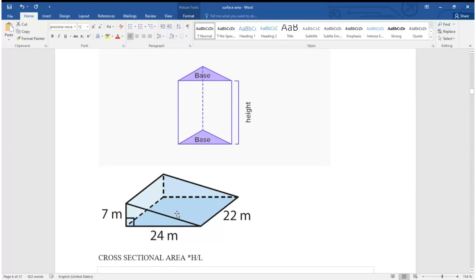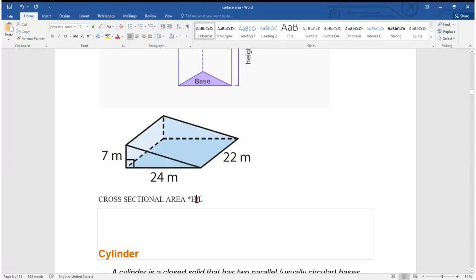So how would you find the area of this? It is half times base, you multiply by the base, which is 24, you multiply by the height, which is 7, and then you multiply by the length, which is 22, and then you get your answer in cubic meters. These are cubic meters, because as you can see, dimensions are given in meters. So it's as simple as that.